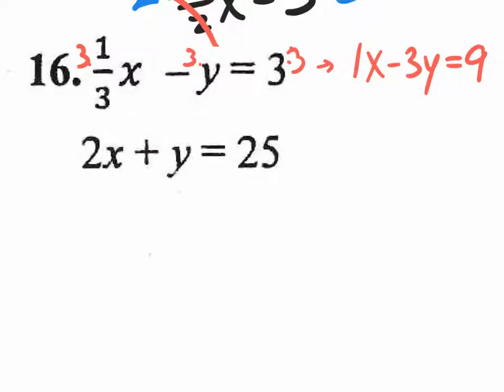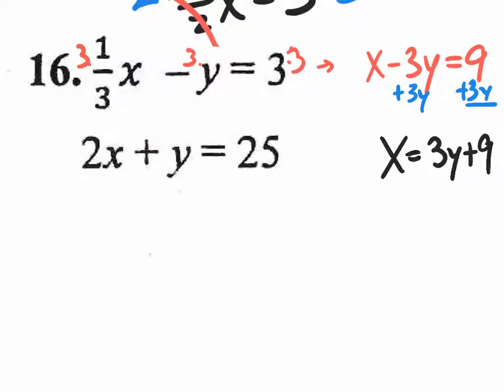Which one would you like to pick, the top one or the bottom one? Top one, to get a variable by itself. Okay, so the top one is a little easy to get x by itself. You don't even need this 1 right there, so you could erase it if you want. And let's get that x value by itself up on top. I'm going to get the x by itself by adding 3y. My top equation will read x equals 3y plus 9. So that was step 1 on substitution.